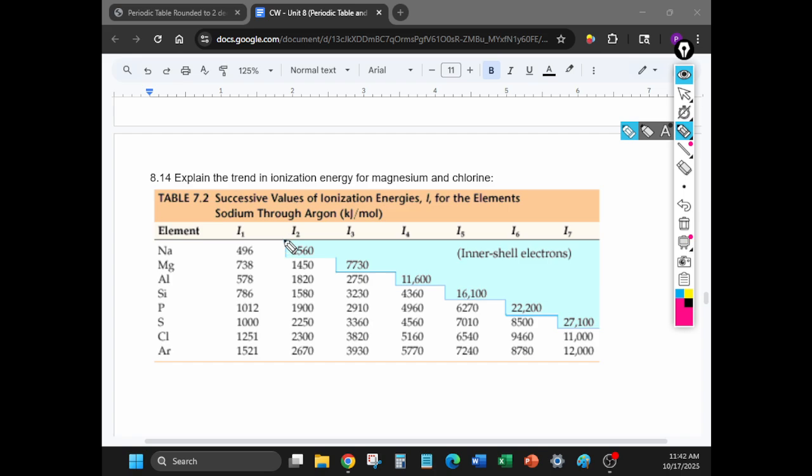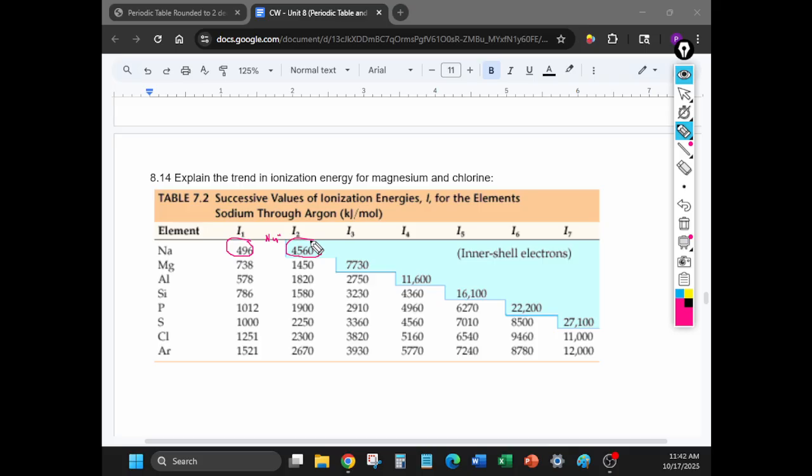Now, this blue section right here is going to tell you when you go into an inner shell. So for example, sodium, once you take away an electron, it becomes Na+, right? And in order to remove the second electron, it takes a lot more energy, right?